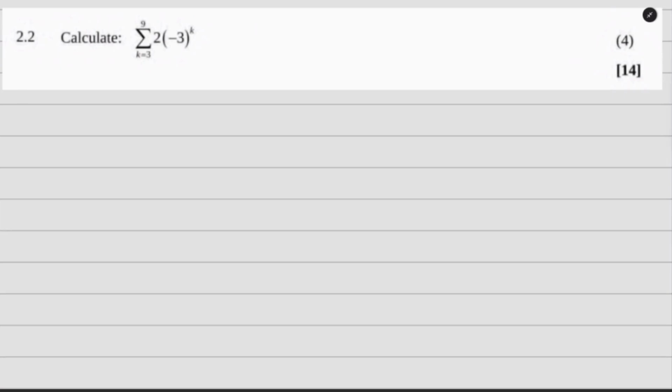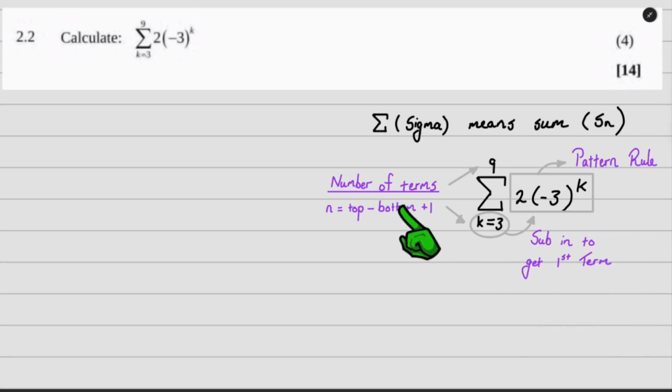Question 2.2 presents us with sigma notation. So you've got to be able to break down sigma notation. So I'm going to quickly illustrate how to do that. So first thing you've got to know is that this symbol, it's a Greek letter called sigma, and it means get the sum. So they're asking you to get the sum of this pattern. This over here is your pattern rule. This one over here, you sub into the pattern rule to get your first term. And then the number of terms is the top one minus the bottom one plus 1. So we're going to apply that to this question here to solve it.